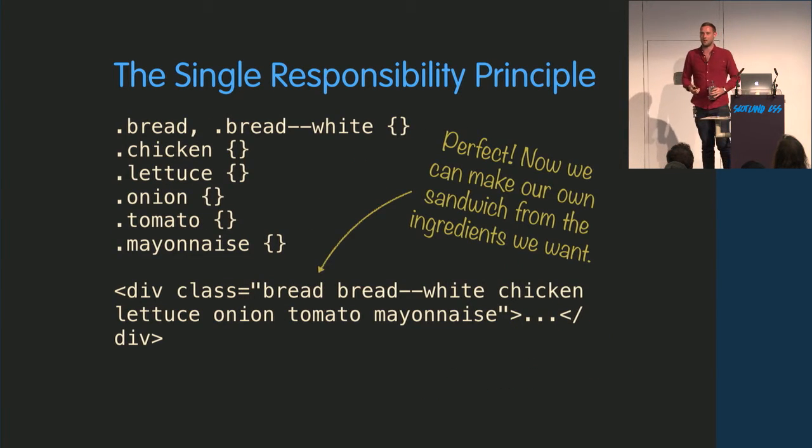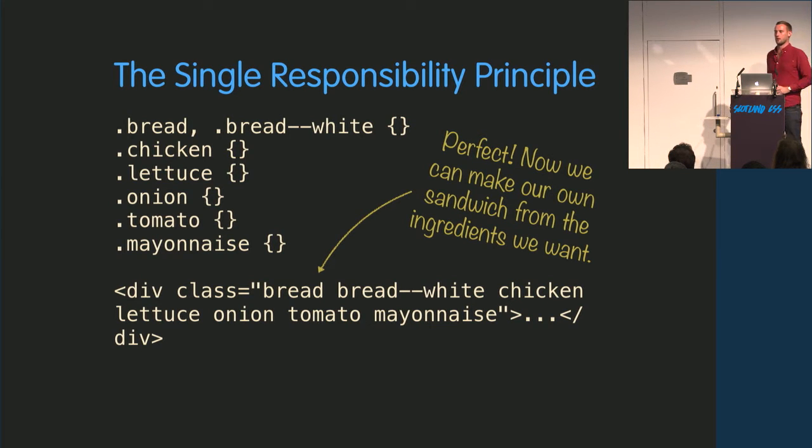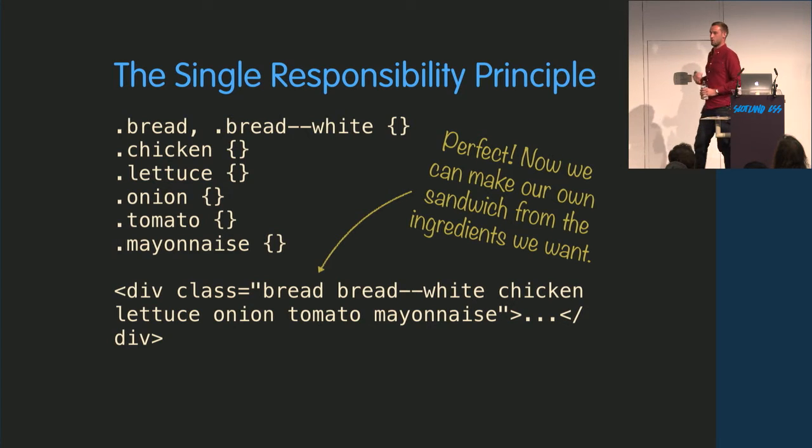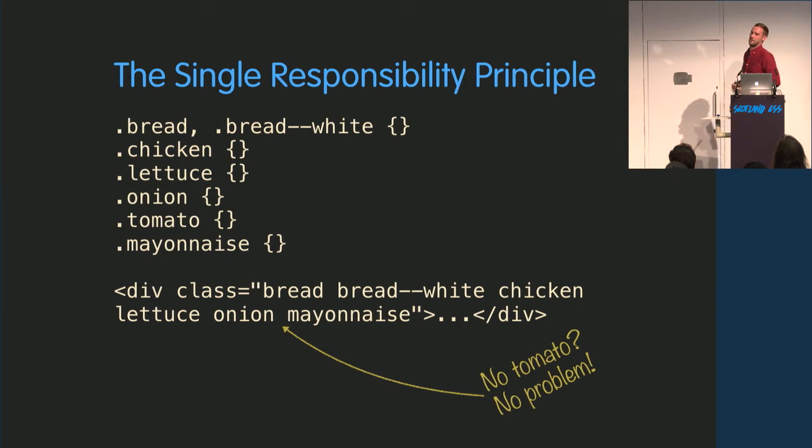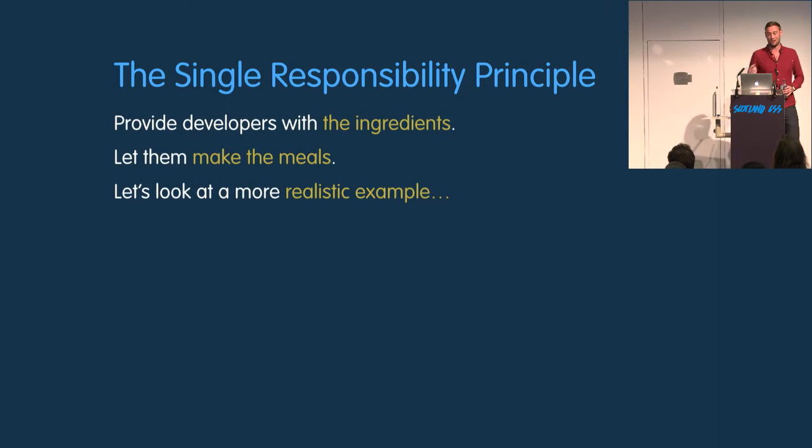Just by breaking this down into single responsibilities, we can get the exact same sandwich out of the other end of it with much more opportunity, much more flexibility, and far more configurability. I don't really like tomato, just get rid of it. This way of working means that we can get exactly what we want, or more or less, and it's entirely our choice. So the single responsibility principle leaves a lot of power in implementers' hands. So provide developers with the ingredients rather than the meals. They need to make the meals themselves.